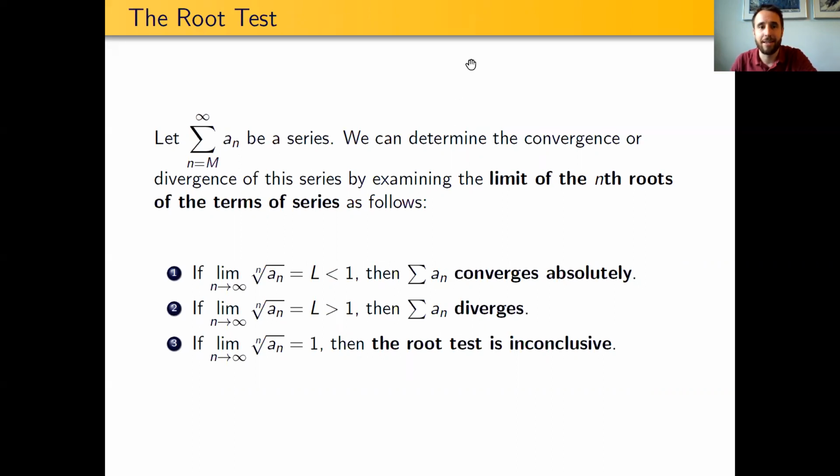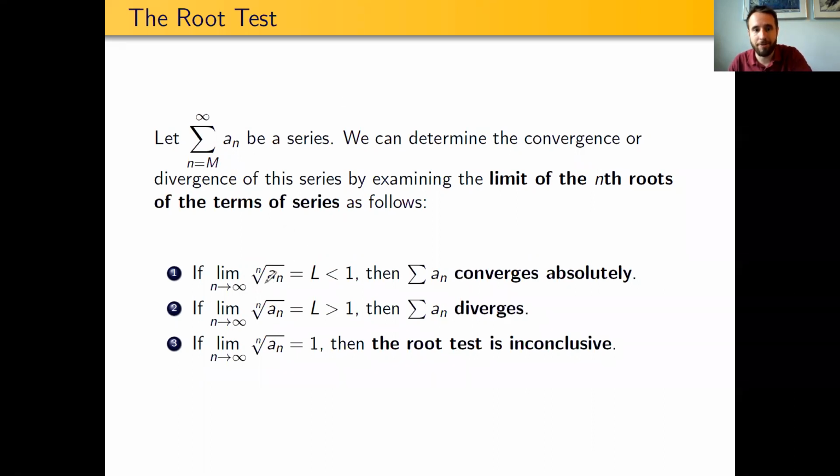So let's let our series a sub n be defined as follows. We can determine the convergence or divergence of this series by examining the limit of the nth roots of the nth term of the series. We take our nth element of the series, a sub n, and then take the nth root of that. So if n was equal to 2, this would be the square root. If n was equal to 3, it'd be the cube root, and so on and so on.